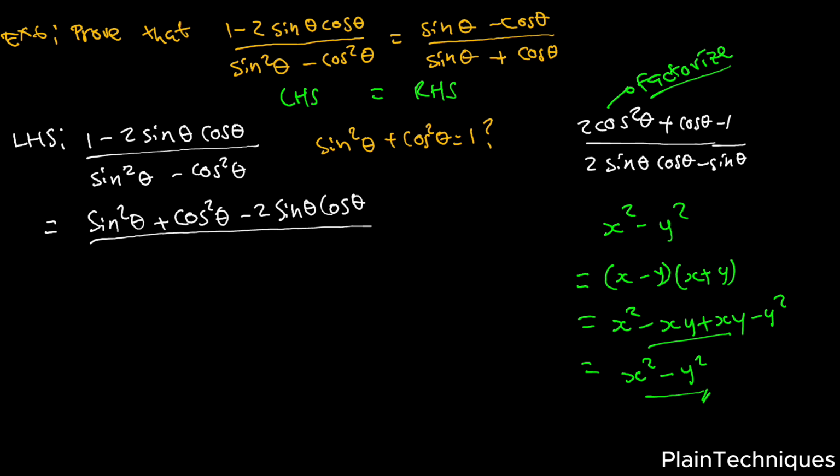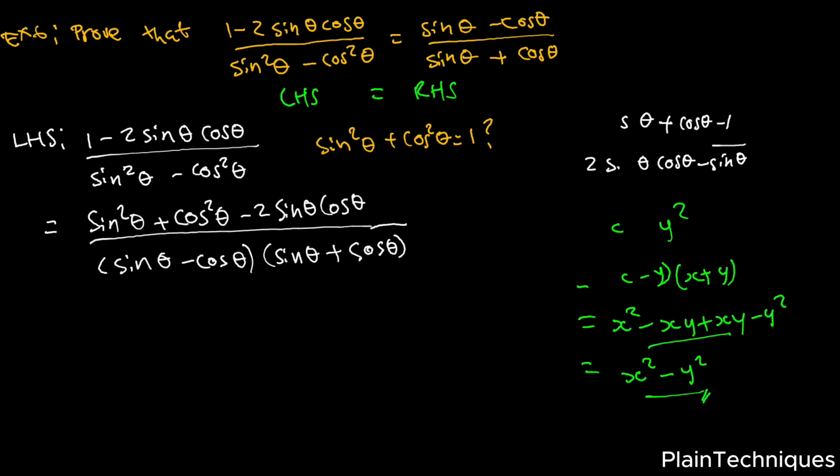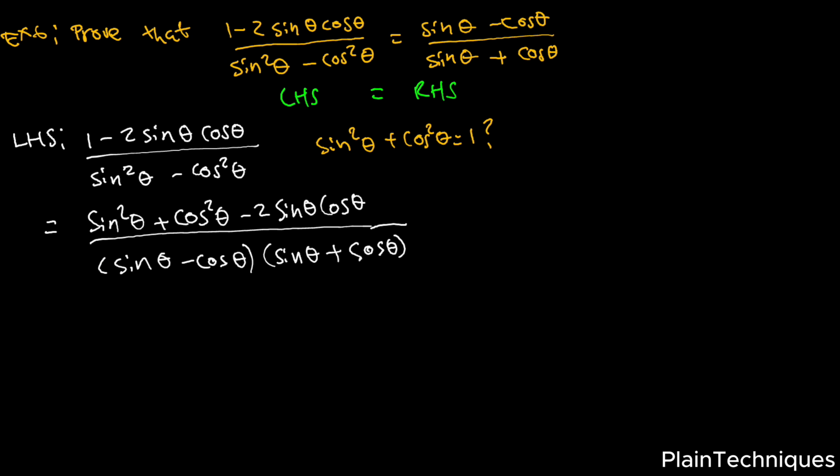Okay, so what do we have? We have sine theta minus cos theta, and then we have sine theta plus, you see here we have plus, cos theta. All right, so I'm just going to remove this to create space. All right, now let's continue.